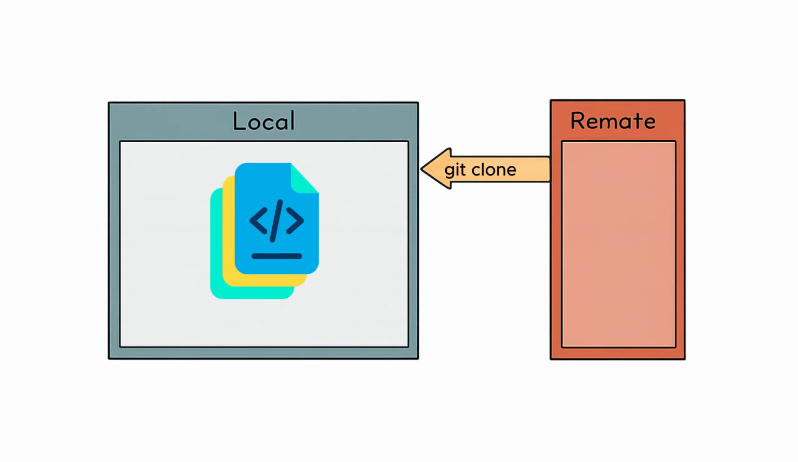One command. Git push. Sends your local commits up to the remote. Until you push, your commits only exist on your machine. After you push, they're on GitHub and your team can see them. Git pull brings down the latest commits from the remote. Do this every time you sit down to work. It makes sure you have your teammates' latest changes before you start writing new code.